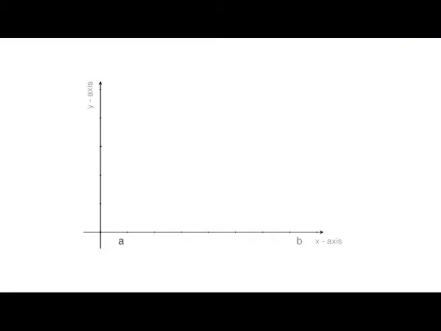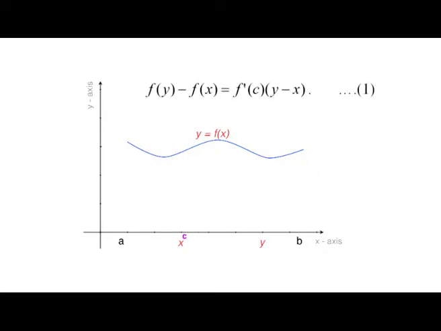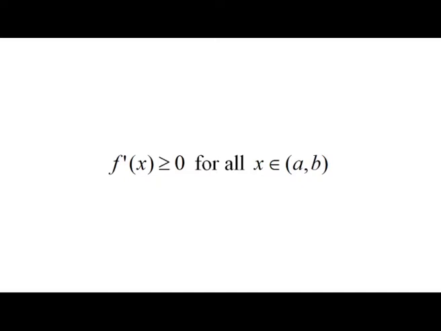In fact, from the mean value theorem, which was discussed in the previous session, it follows that if f is a differentiable function on (a, b) and x, y are in (a, b), then there exists a point c between x and y such that f(y) − f(x) = f'(c)(y − x), equation 1. Suppose f'(x) ≥ 0 for all x in (a, b). In particular, we have f'(c) ≥ 0.